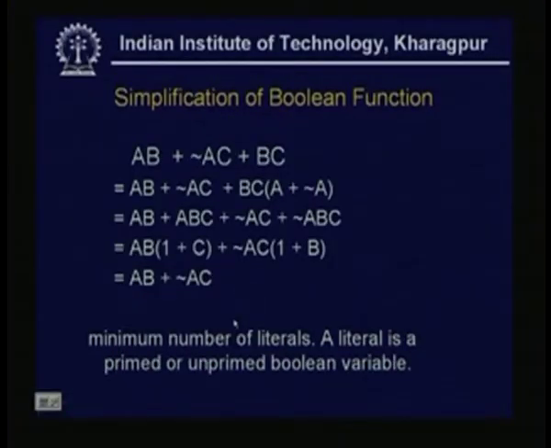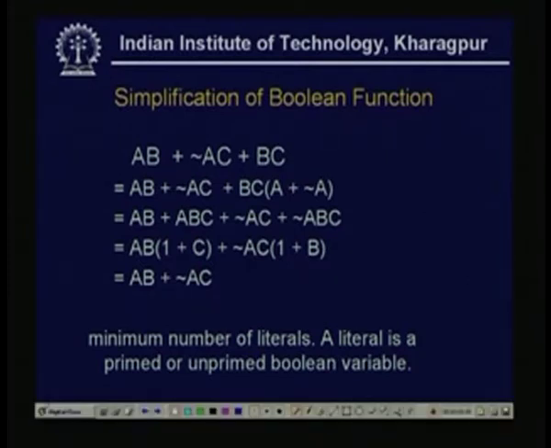I want to minimize, or I am talking about simplification of some Boolean function. Say I have one Boolean function a b plus a bar c, mainly the negation of a, c. So, negation of a is the same as a bar, these are all the complement of a.